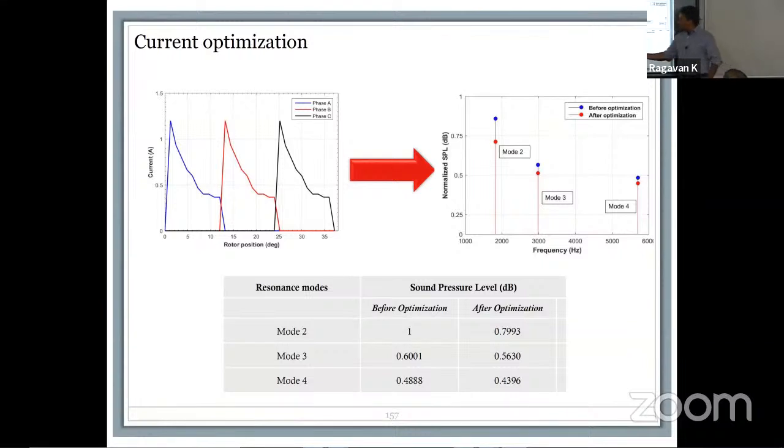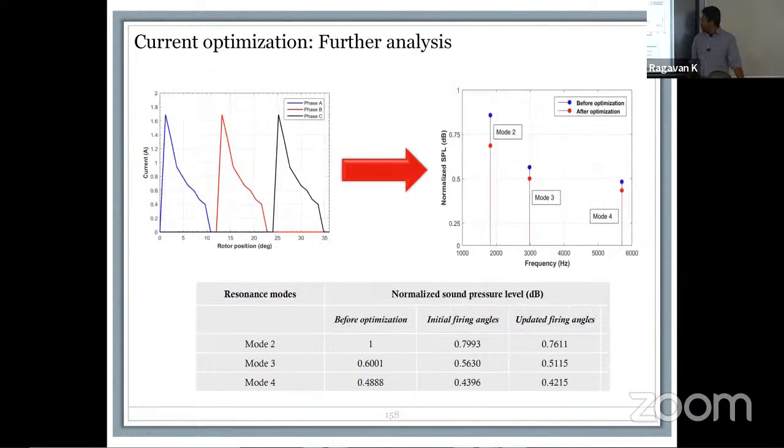So before optimization, our modes basically were much higher. You can see that after optimization, the sound pressure level dropped. This, by the way, is a normalized value. We did a lot of this work that we're talking about here with industry, so we cannot share the real data. We can only talk about it in terms of normalized quantities.